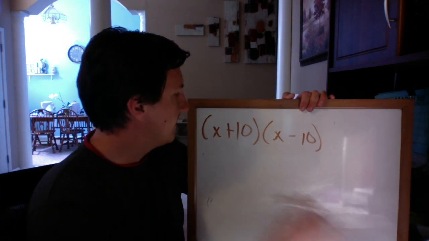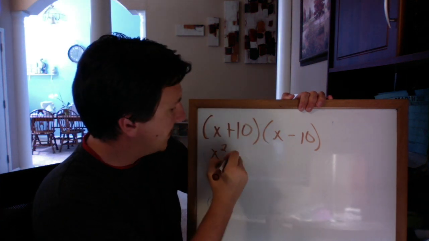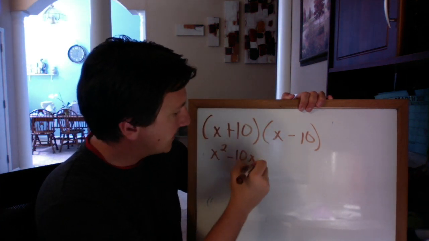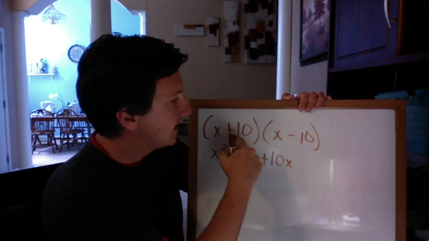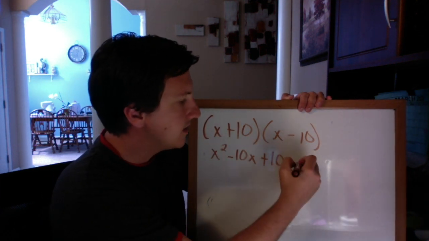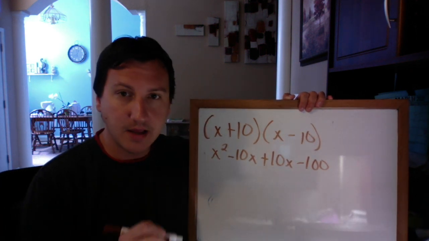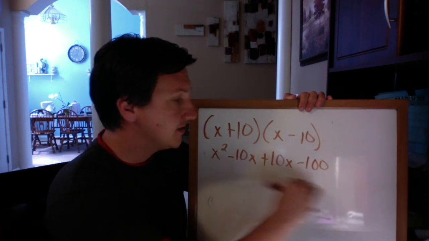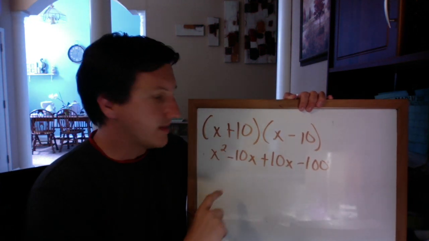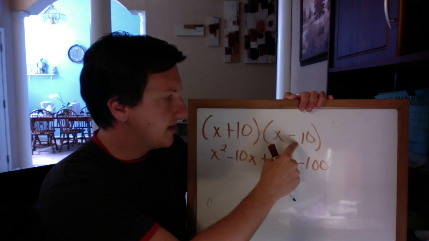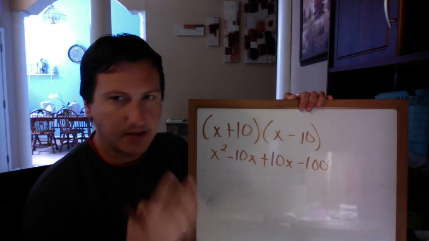So that will give us x times x is x squared. x times negative 10 is negative 10x. 10 times x is positive 10x. 10 times negative 10 is negative 100. Pay attention to your signs, okay? Notice how I didn't just have addition signs all the way through because there's a negative there. When you're multiplying, a positive times a negative is going to be negative. If it was two negatives, it would be a positive. So pay attention to that.